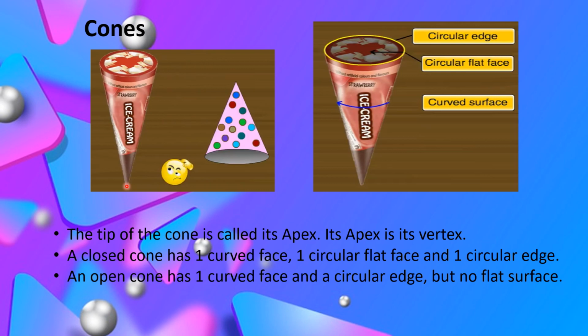A cone that is closed by a flat disc, see this disc, has one curved surface, one circular flat face, and one circular edge.